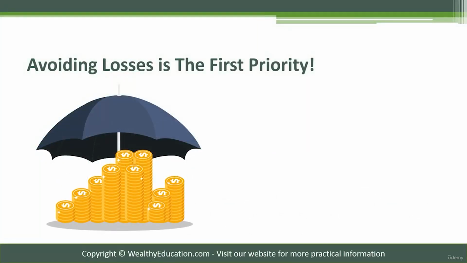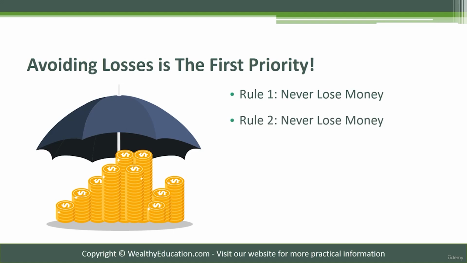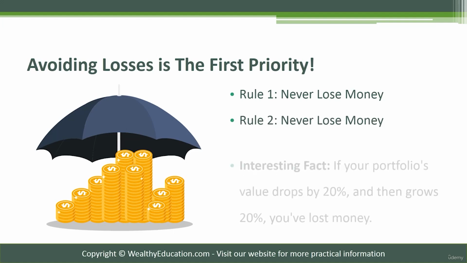Okay, let's talk about principle number 5. If you want to become a successful value investor, avoiding losses should be your first priority, even over generating investment gains. Remember rule number 1, never lose money. And rule number 2, never lose money. And I can tell you rule number 3 and number 4. Again, never lose money.